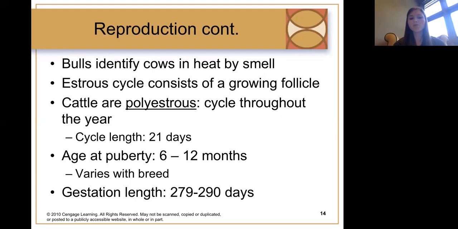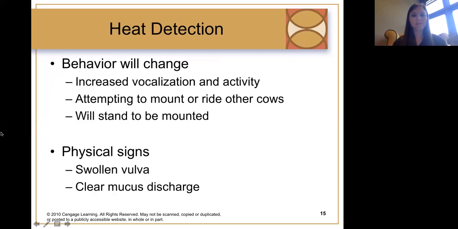And then age at puberty is 6 to 12 months, and that's a really wide range because that varies with breed. Like we said, it takes the Bos indicus breeds a little bit longer to mature. So there is a wide range there. When you're looking to start breeding your cattle, make sure that you're familiar with the breed that you're using and when they really reach puberty, because it could vary compared to another species. And then gestation length, again, we already talked about.